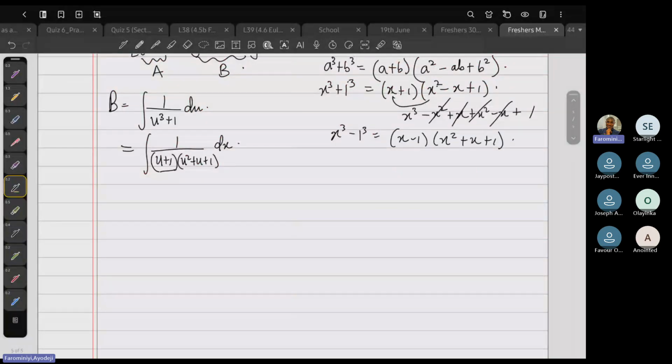So the partial fraction, let's come and do it by the side here. So 1 over u plus 1, u squared plus u, is it plus? It should be minus, sorry. u squared minus u plus 1. So the u plus 1 is the linear one. That will be A. But u squared minus u plus 1 is a quadratic factor that cannot be decomposed into two linear factors. It cannot be factorized.